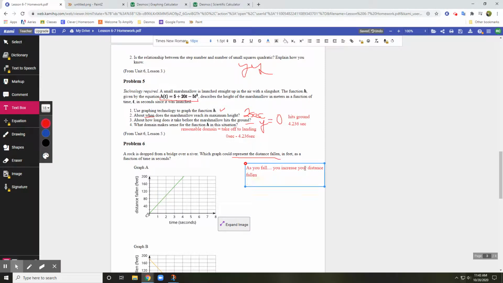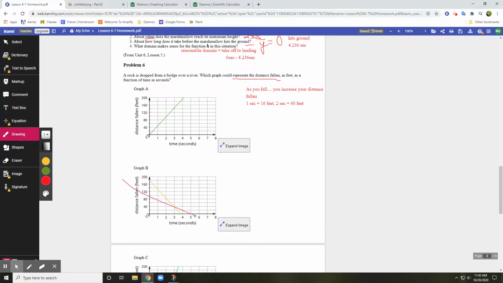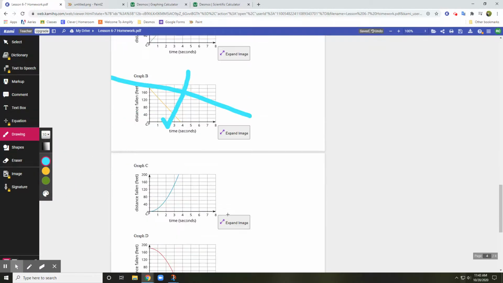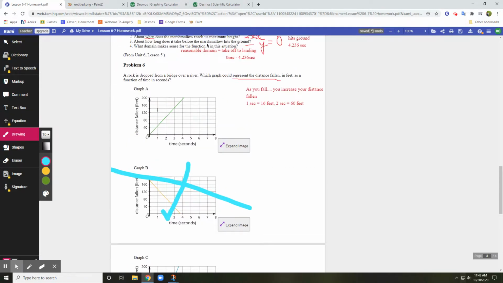If you fall for 1 second, maybe you fall 16 feet. If you fall for 2 seconds, maybe you fall 60 feet, right? As you fall, you increase it. So anything that's decreasing, like this, is not going to be right. And this is not going to be right. That leaves us with this one and this one.